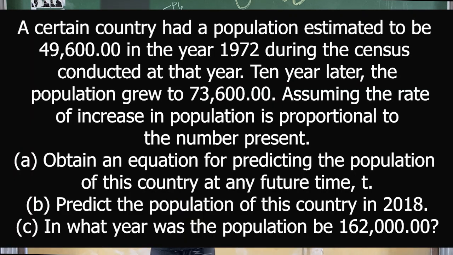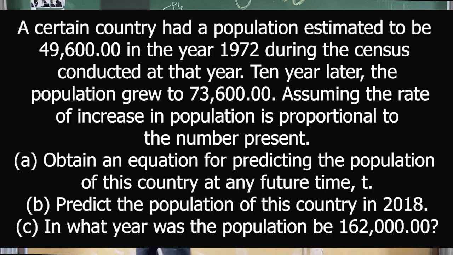Question here says, a certain country had a population estimated to be 49,600 in the year 1972 during the census conducted that year. 10 years later, the population grew to 73,600. Assuming the rate of increase in population is proportional to the number present, A says, obtain an equation for predicting the population of this country at a future time T. Okay, let's get that done, please.